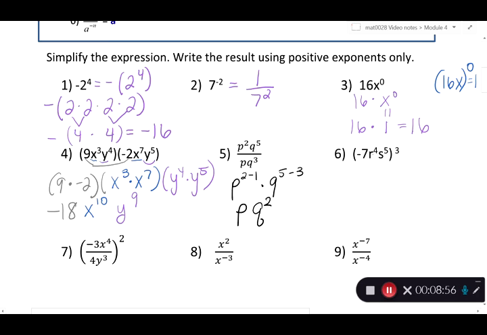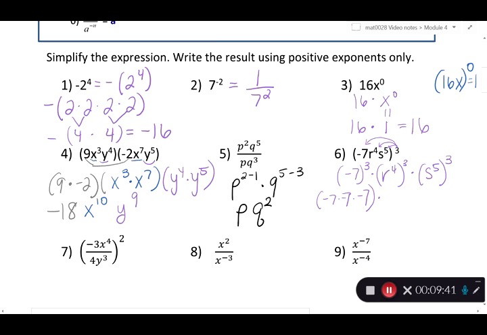Now we have negative 7r to the 4th, s to the 5th, raised to the 3rd power. So we said that when it's in parentheses like that, we're going to distribute this to each part that's inside. So we get negative 7 cubed times r to the 4th cubed times s to the 5th cubed. And now we have a power raised to a power. Negative 7 cubed is just negative 7 times negative 7 times negative 7. And you notice that this one was in parentheses, so this is a negative 7 being multiplied by a negative 7.